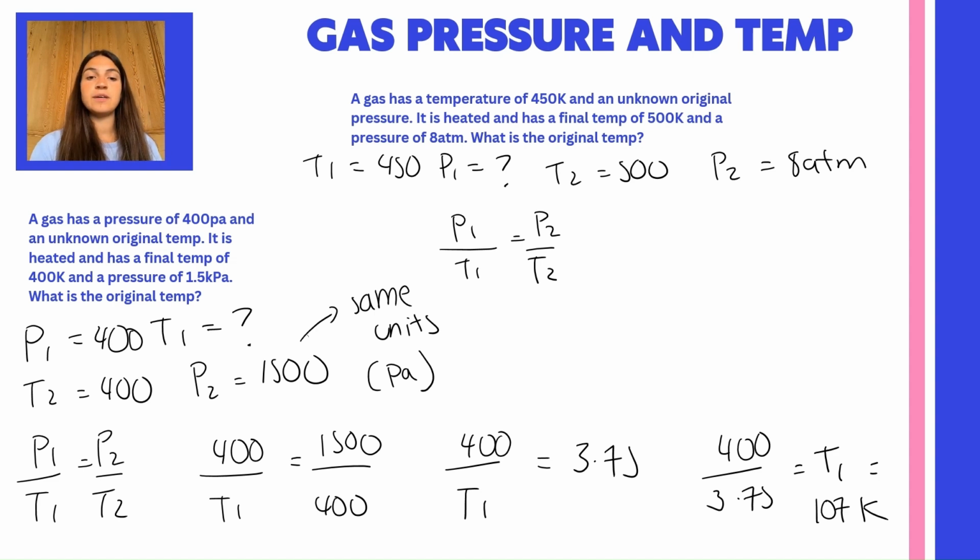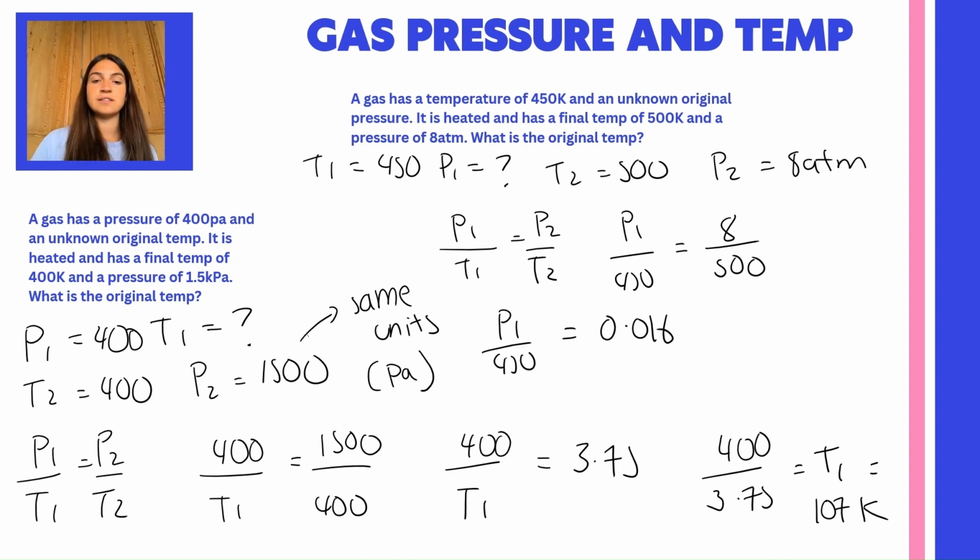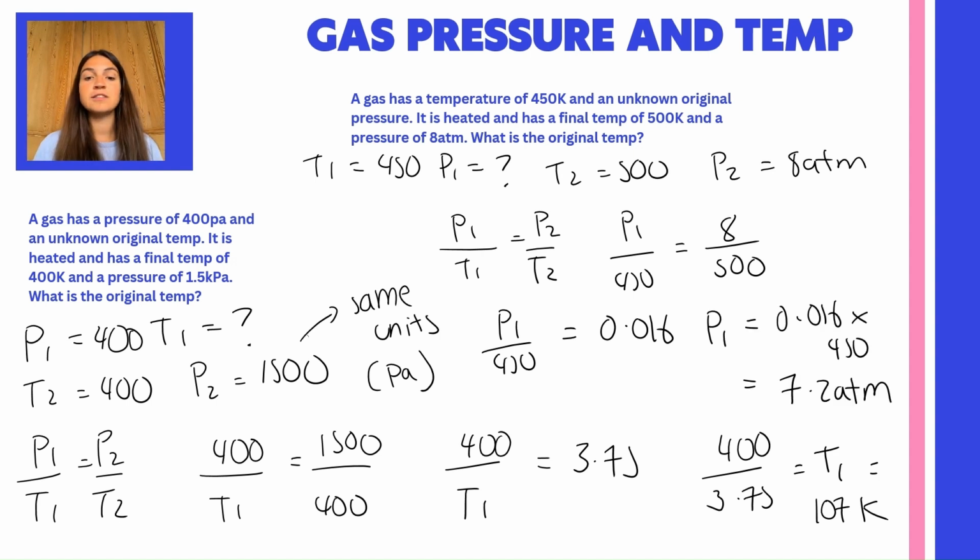So P1 over T1 equals P2 over T2. Let's put the things in the right place. P1 over 450 is 8 over T2, 500. Again, do that right-hand side first, the 8 divided by the 500. So this simplifies to P1 over 450 is 0.016. And therefore P1 is, well, I multiply both sides by 450, 7.2. And that is in atmospheres because the P2 pressure that I plugged into this equation was in atmospheres.